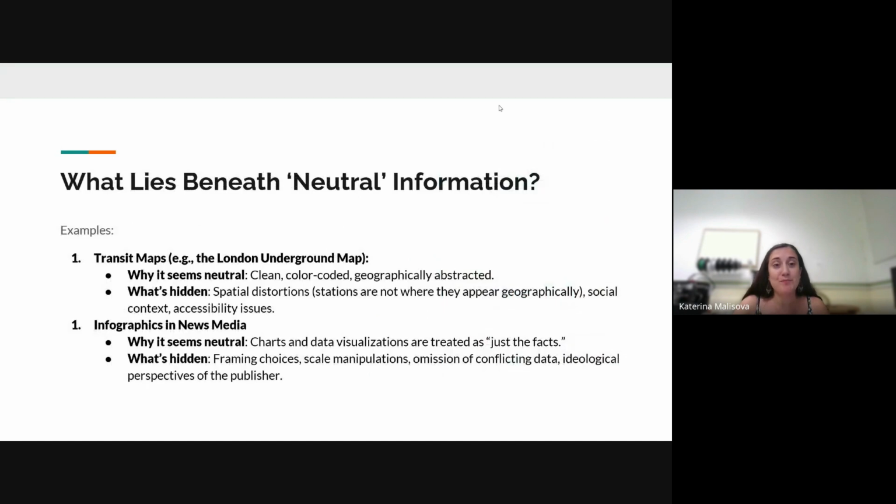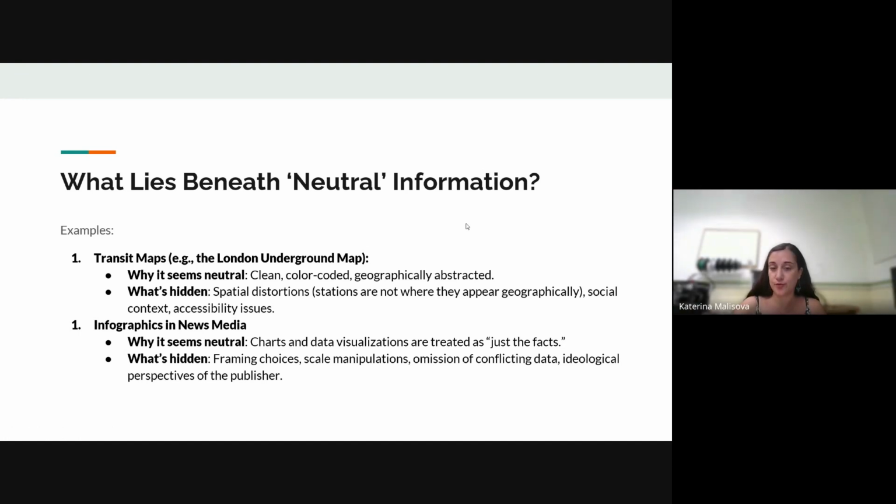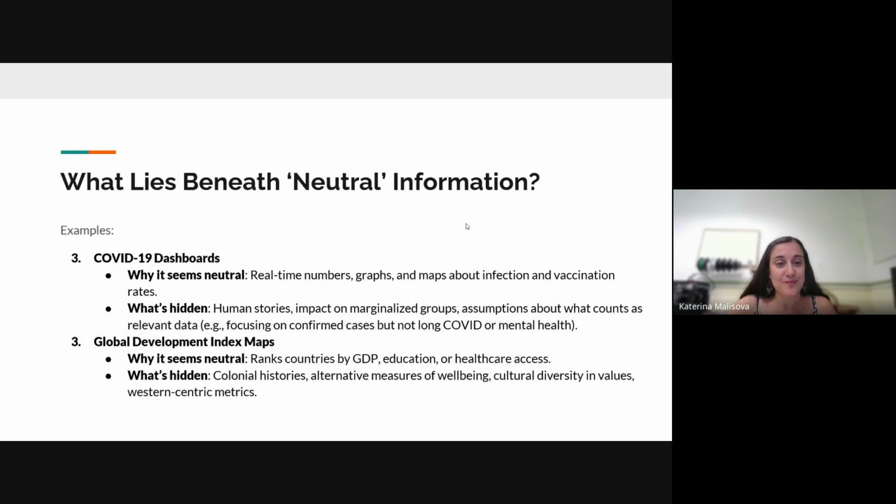So what might lie beneath the surface of this neutral information? Often, it conceals assumptions about what matters, about who matters, and about how the world is structured. And there are always exclusions, simplifications, and some power dynamics that are shaping what information is shown and what isn't. So next, please. And let's look at some examples about this issue.